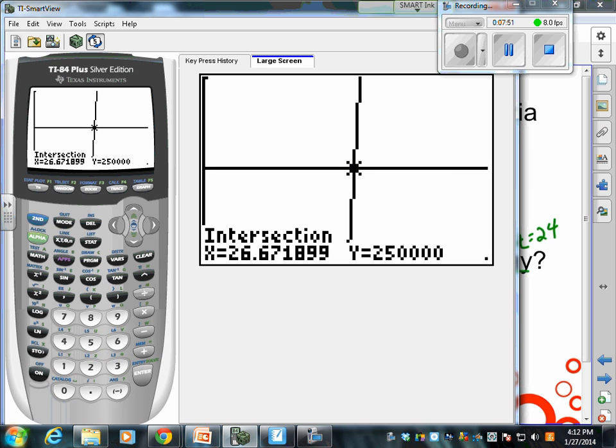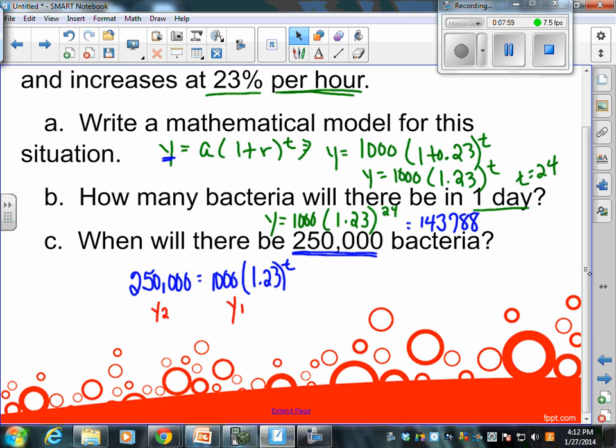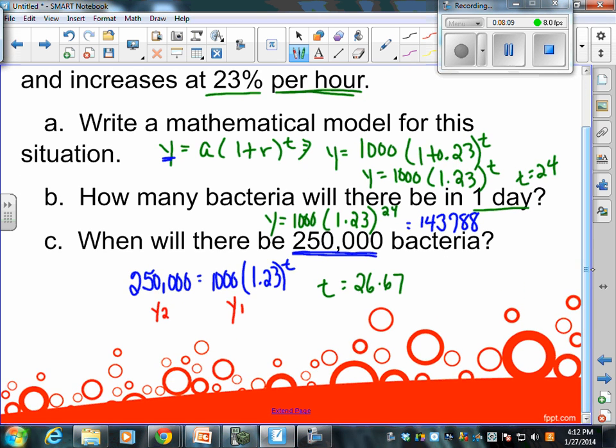So that's my time. That's how many years it's going to take me to get to 250,000. So T is 26.67. Normally though, if they gave me a beginning year, which in this case they don't, I would add that to whatever year you started counting or whatever year you first made your measurement.